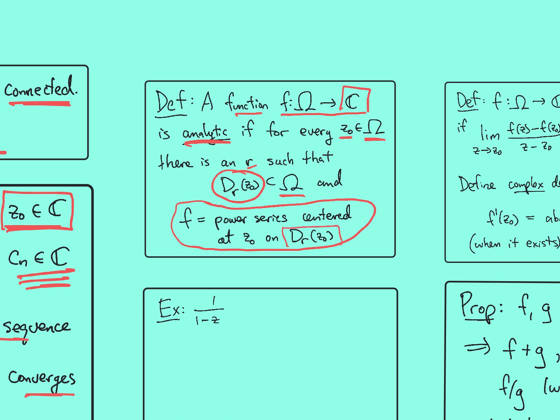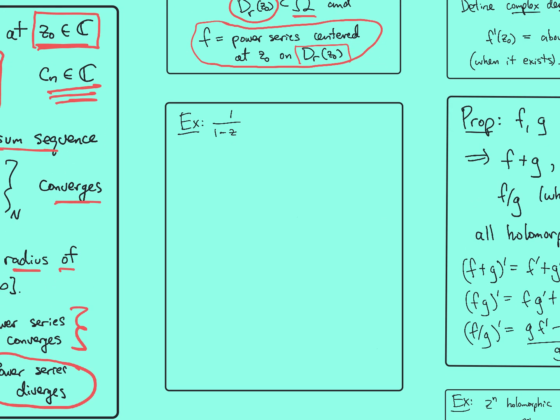Now let's look at a fundamental example of an analytic function, 1 over 1 minus z. I claim this is analytic on the set of complex numbers take away 1. And to do this, we have to show that it has a power series representation at every point in this set.